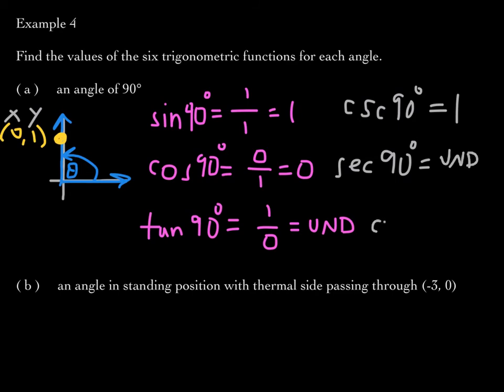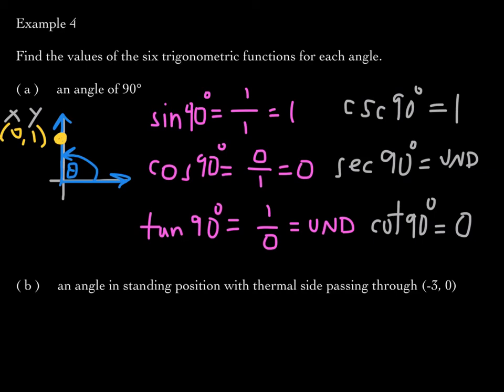And then finally, cotangent of 90 degrees will be the reciprocal of 1 over 0. So it'll be 0 over 1, which is just 0. 0 divided by 1 is equal to 0. Okay, notice that all of your function values are either 1, 0, or undefined. Also, please notice that 90 degrees is a quadrantal angle, and all of our function values are 1, 0, or undefined.